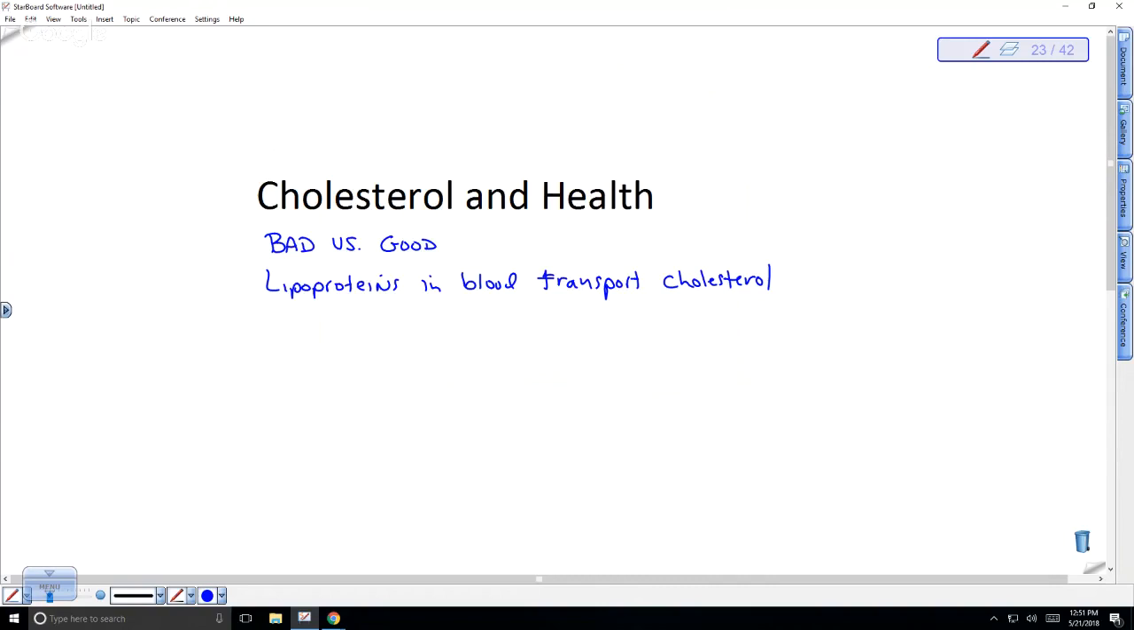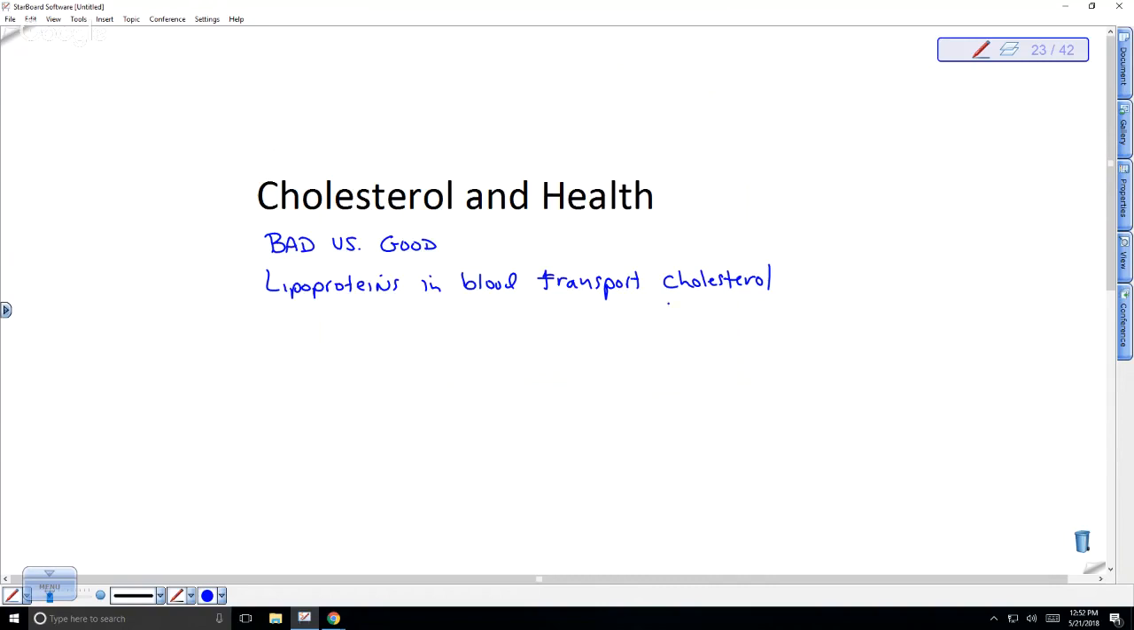Now, what kinds of things do we use cholesterol to make? Why do we need cholesterol in our body? You remember? Why might we need cholesterol? Cholesterol, oh, go ahead. It's not in the bones. Well, actually, it does have something to do with the bones.